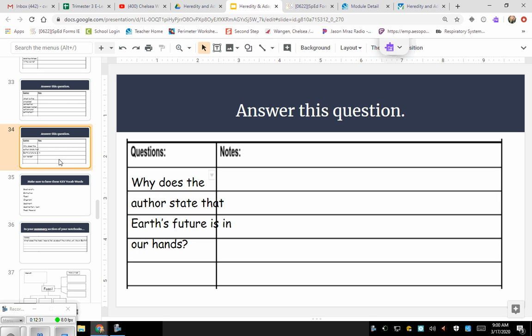All right, and the last question you have here is, what does the author state that the Earth's future is in our hands? So this is kind of an open-ended question. So this is up to you to kind of answer in your opinion. And maybe you go ahead and support that with evidence, maybe from the reading, maybe things you've understood. This is a great question to answer. So if you need to do so, go ahead and pause the video to answer that now.